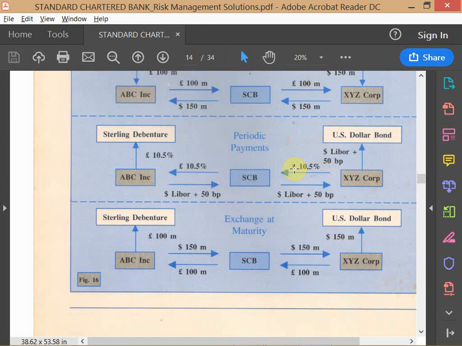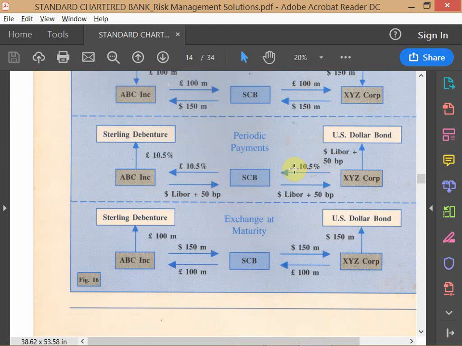Yes. So what is their hedge position? Hedge position is the swap. The position in the swap where they are paying fixed rate sterling and receiving floating rate dollars.